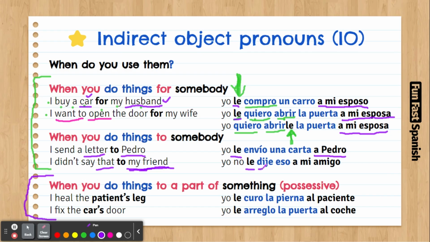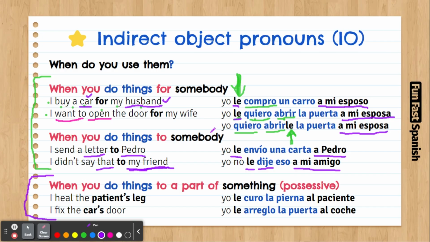Here I'm using the past tense of the verb to say, decir. Yo digo is present, yo dije is past tense. So yo dije, tú dijiste, él dijo, right? So yo no le dije eso. I didn't say that to him or to her, a mi amigo. So that's how we say it in Spanish. Good. So these are the most common cases, when you have something for somebody or something to somebody.